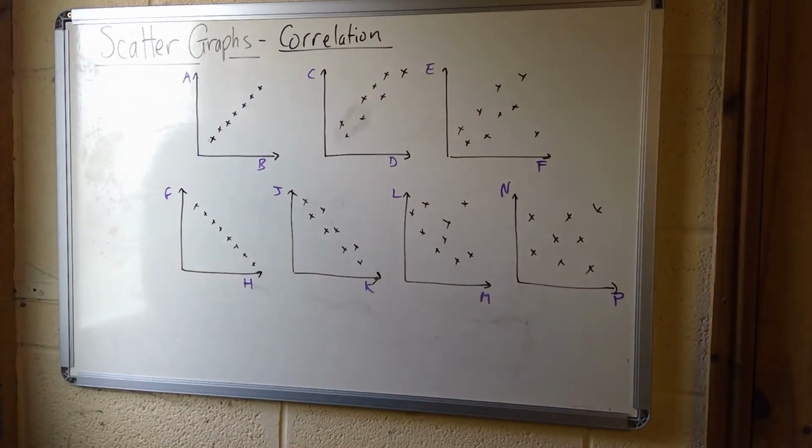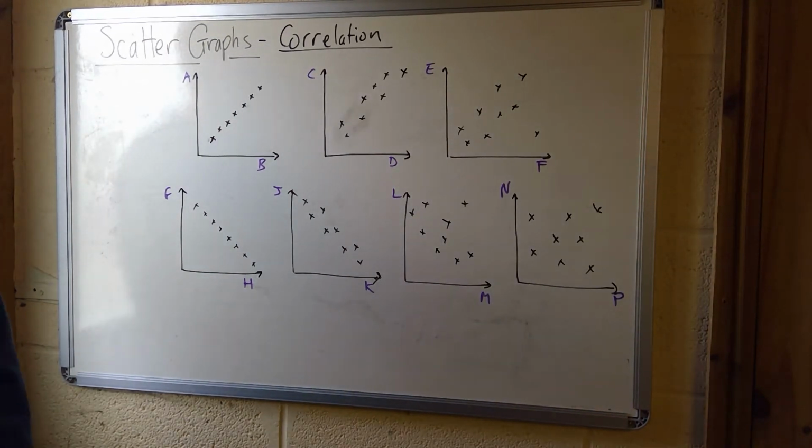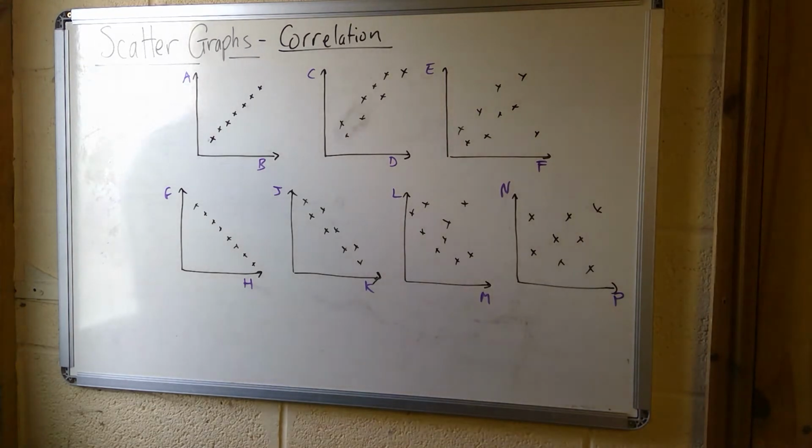Okay, today we're going to look at scatter graphs and in particular correlation on scatter graphs. Scatter graphs are a way of comparing two variables. We plot the two variables and we look for a connection between the two variables and we call that correlation. I've got 7 scatter graphs here to demonstrate what correlation will look like on the scatter graph.